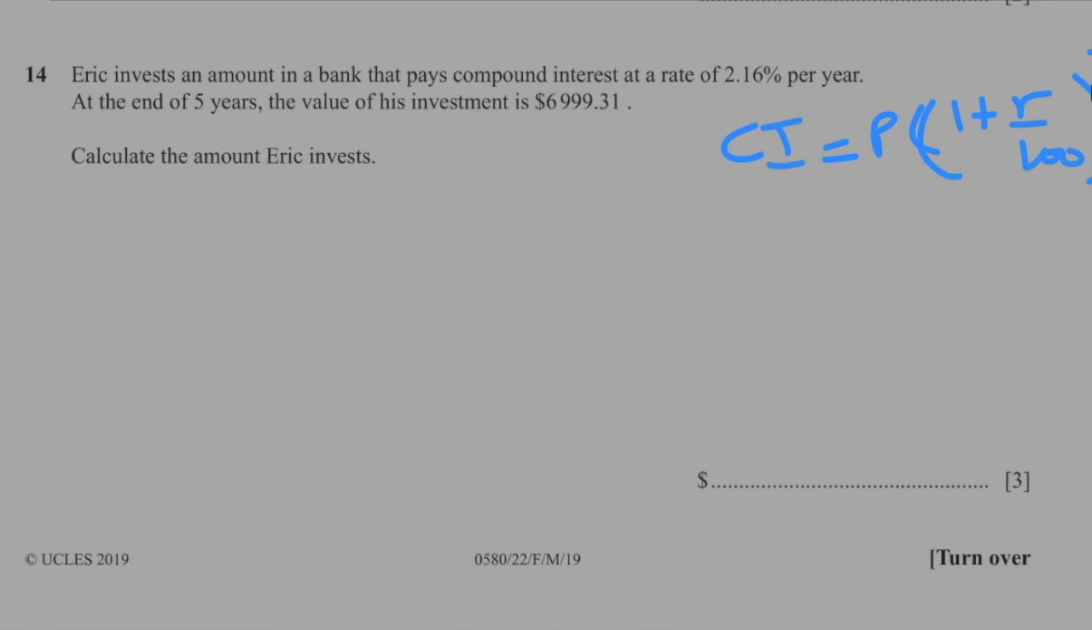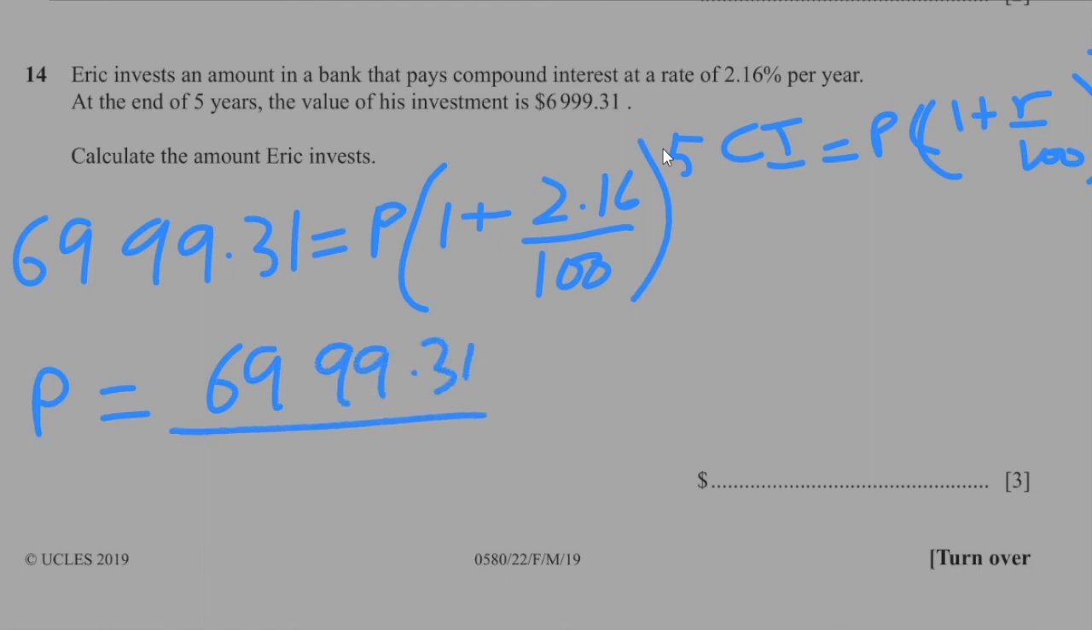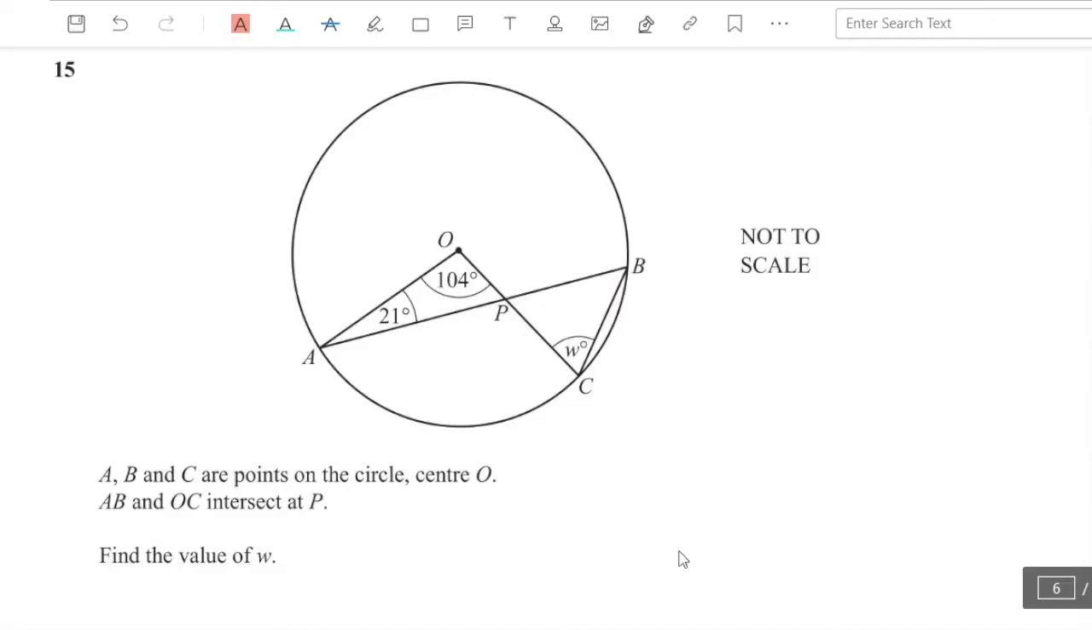So compound interest, rate and time are given. The result is 6,999.31 is equal to P times (1 + R over 100) to the power of 5. So P over here is going to be equal to 6,999.31 divided by (1 + 2.16 over 100) to the power of 5. And so P is going to be equal to $6,290.